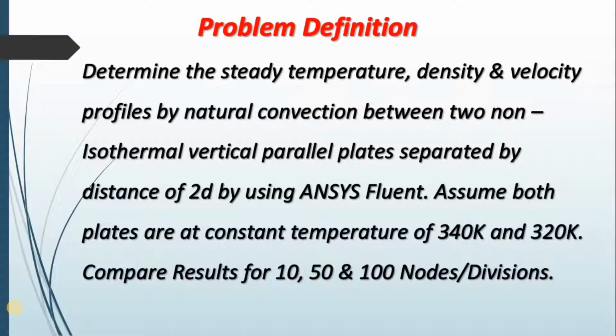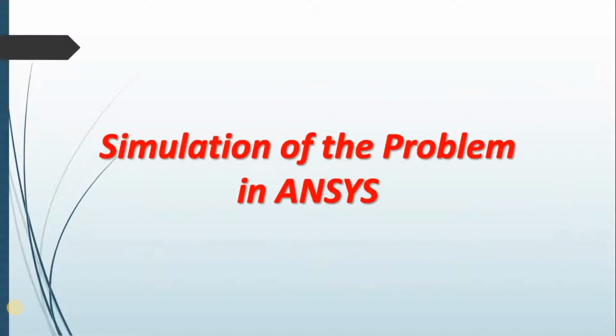Now here we will have to develop temperature, density and velocity profiles by natural convection between two non-isothermal plates in which one plate is at a temperature of 340 Kelvin while the other one is at a temperature of 320 Kelvin. So we can say that one is a cold plate while the other one is a hot plate. We will simulate this problem in ANSYS Fluent, and at the end we will compare the results for all three profiles for 10, 50 and 100 nodes or divisions. So let's start by simulation of the problem in ANSYS.